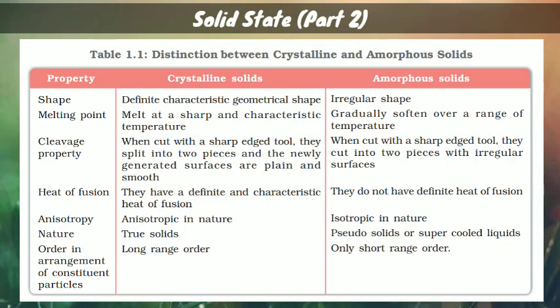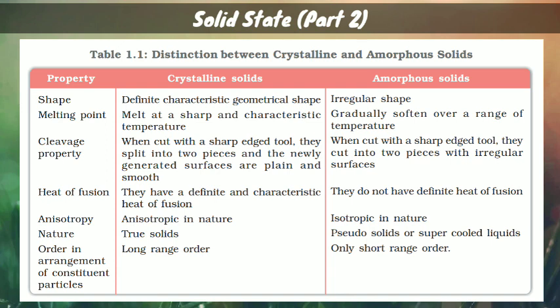Now this table 1.1 gives the differences between crystalline solids and amorphous solids. It is also important, you have to remember this table, okay, because in the exam some question may come from this table, okay. So here you see the first one is shape. We already know that crystalline solids have a definite geometrical shape, but in the case of amorphous solids, no shape, okay, irregular shape, okay. So they don't have any ordered shape, all are irregular shape, okay.